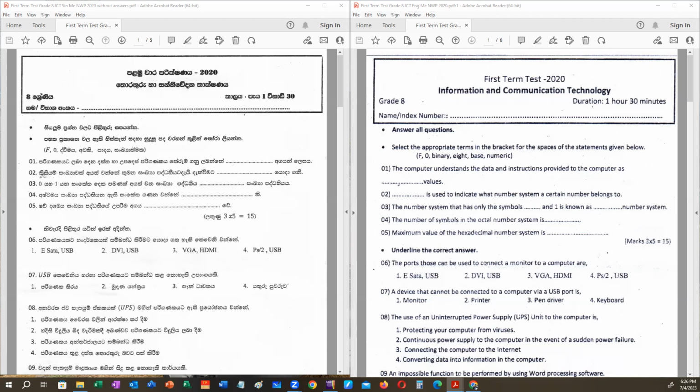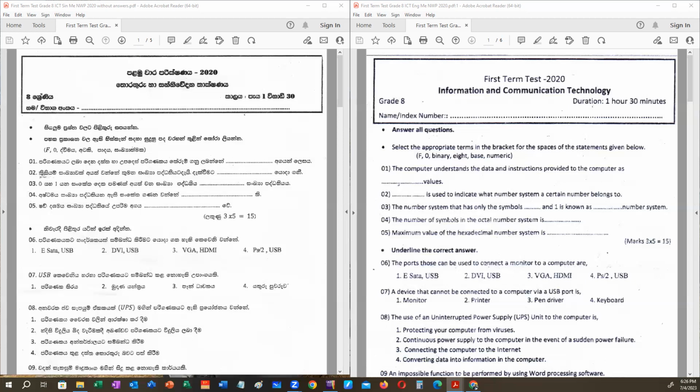Tell me the highest value that you have in the decimal number system. 9. Yes, 9, that's really correct. In the octal number system, what is the maximum value? 7. Seven, yes. In binary? One. One is the highest value. Very good, very good. You have understood it well. And others have to pay attention to that.